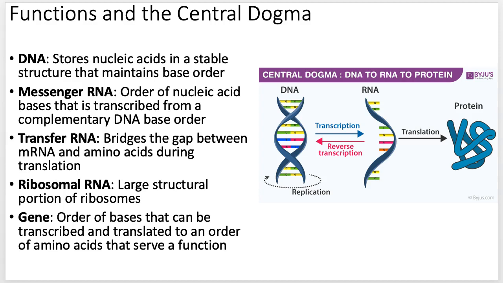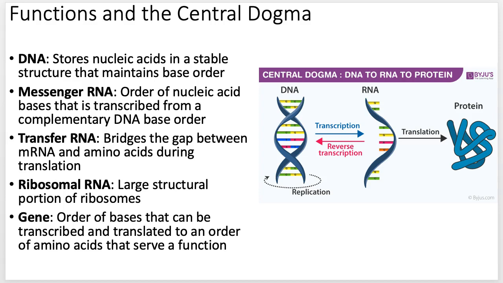Okay, and we're going to talk more about that. I'll have a whole lecture on mutations and mutation repair. And that's what happens. You get a mutation, that means you're messing up that base order, and that's going to screw up everything down the line. So we don't want that to happen. So DNA is just a bunch of nucleic acids in a very specific order that's maintained and is stable.